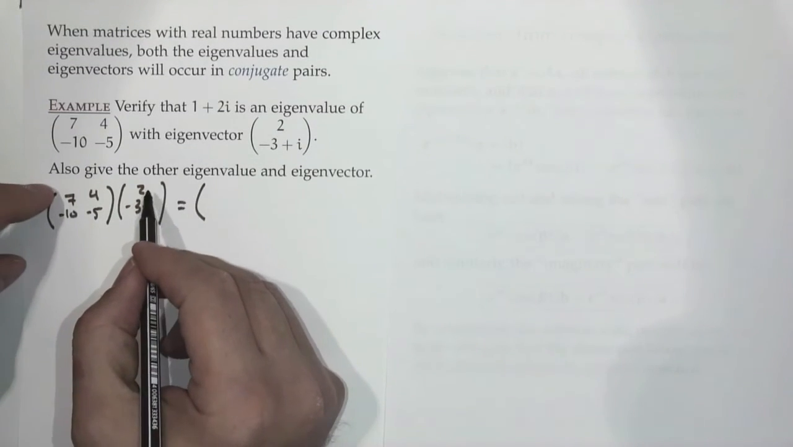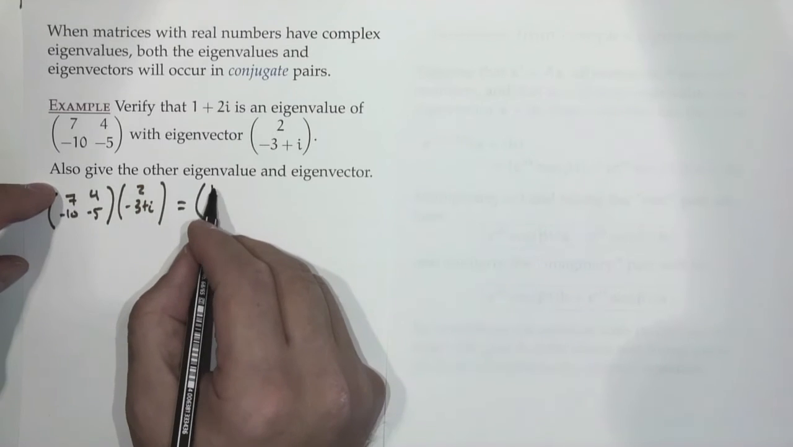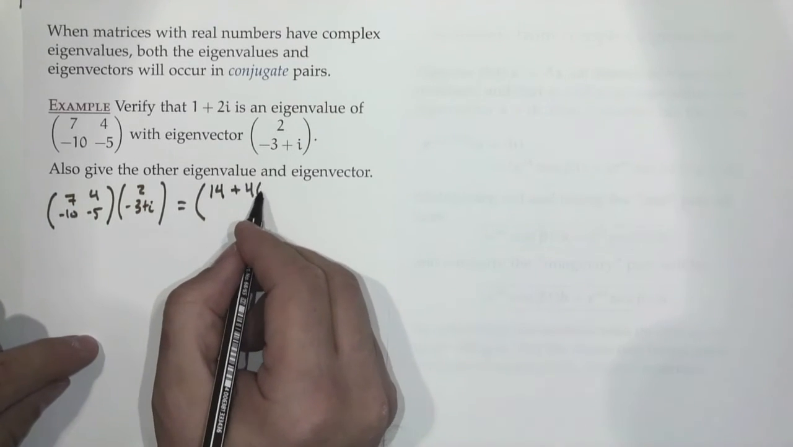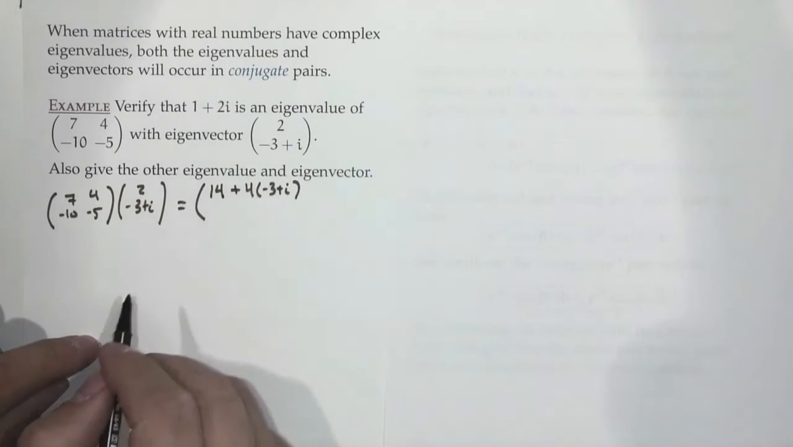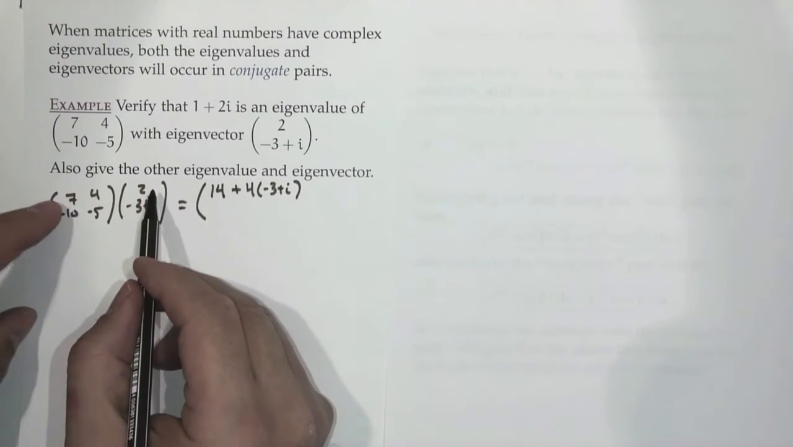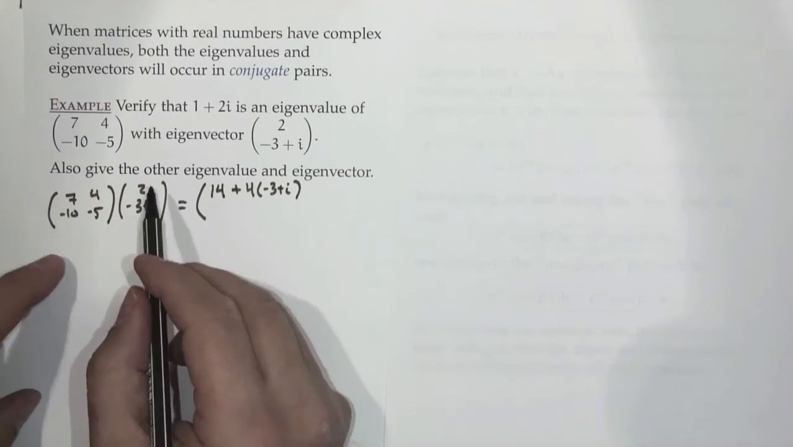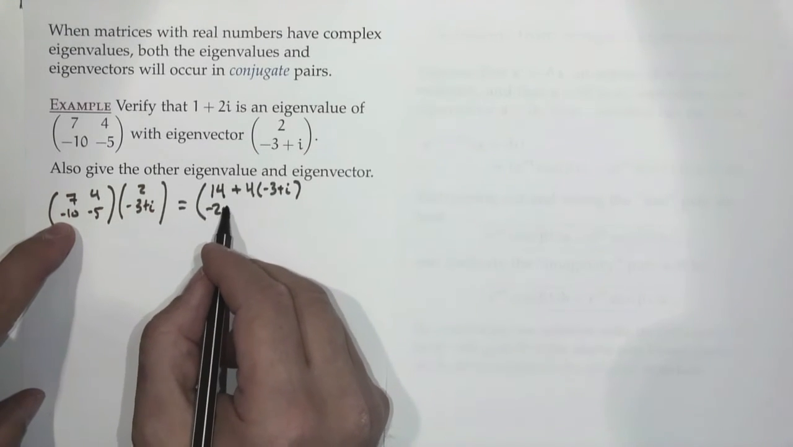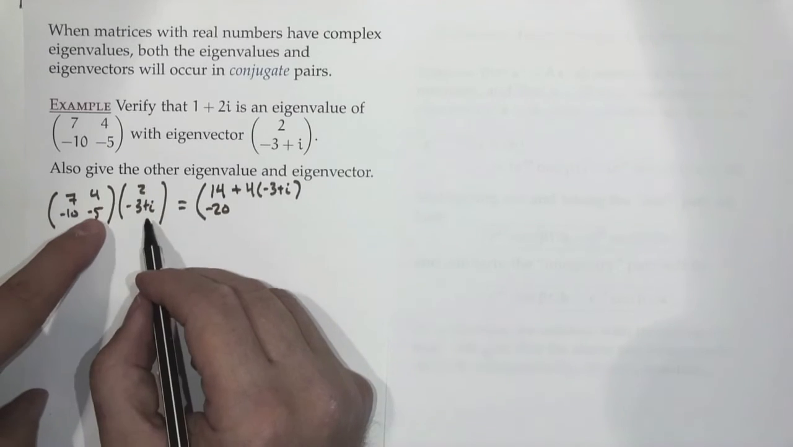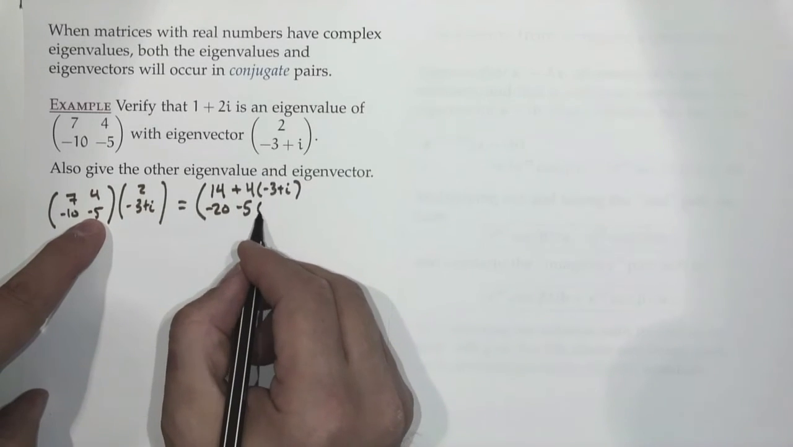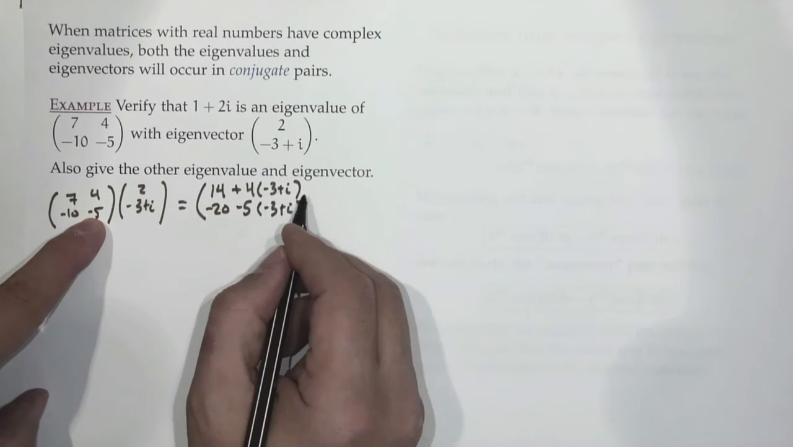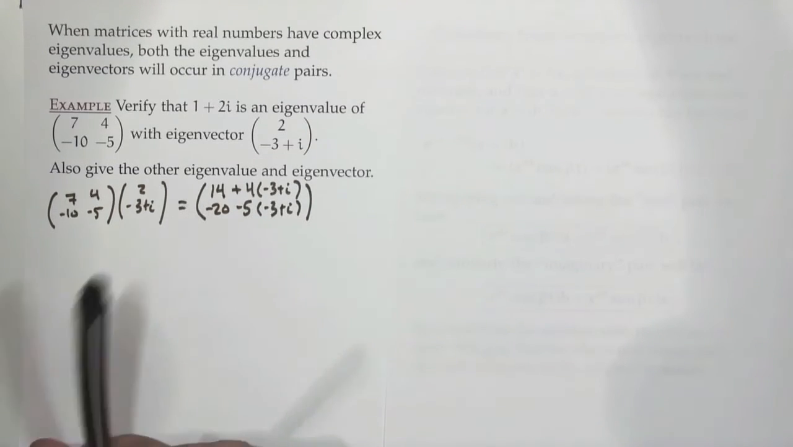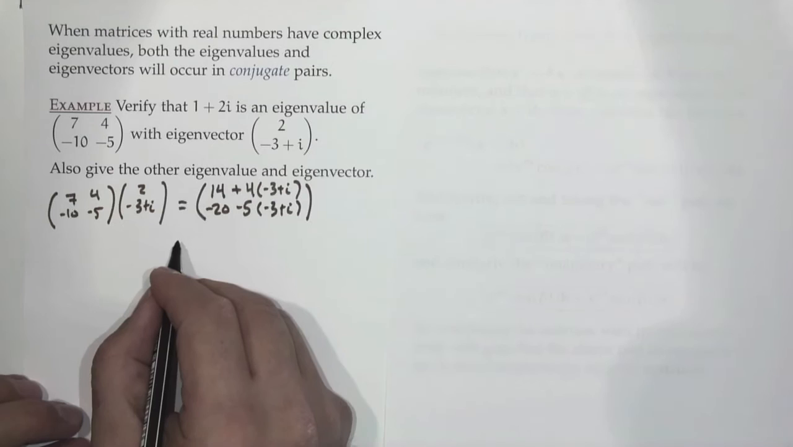we'll get 7 times 2, which is 14, plus 4 times (-3 plus i). We'll do this a little bit slowly. Then, 2 times -10 is -20, and then -5 times (-3 plus i). All right, the first entry simplifies to what?